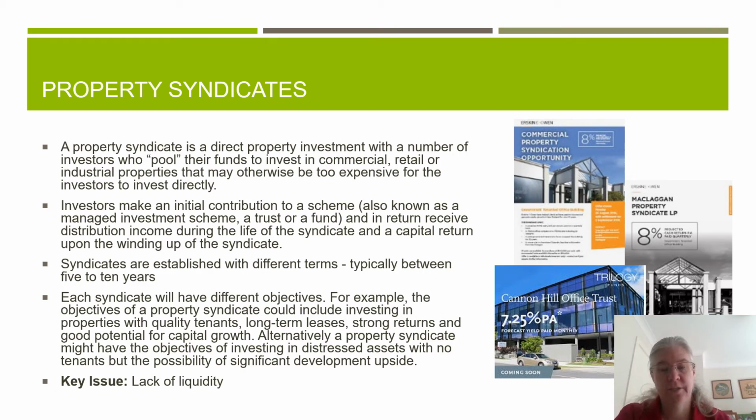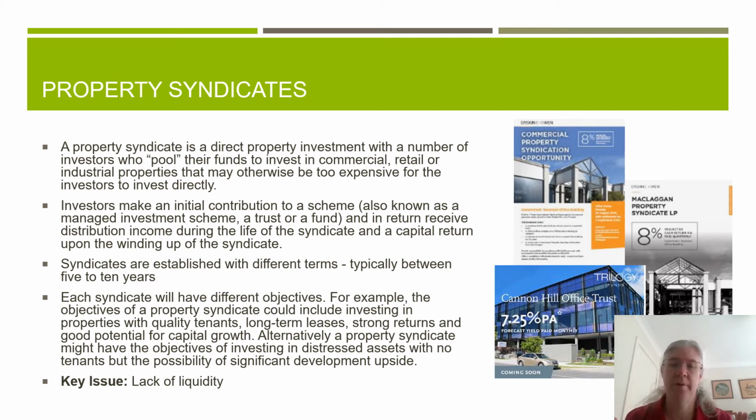So that was direct ownership. Another way of purchasing is through a syndicate. A syndicate is a group of people coming together, pooling their money and sharing it together. That means you don't have to find 100% of the cost for that investment. So you make an initial contribution to a scheme. The scheme could be a managed investment scheme, it could be a trust or a fund, and in return you receive your income during the life of the syndicate. And you should get a capital return at the end.